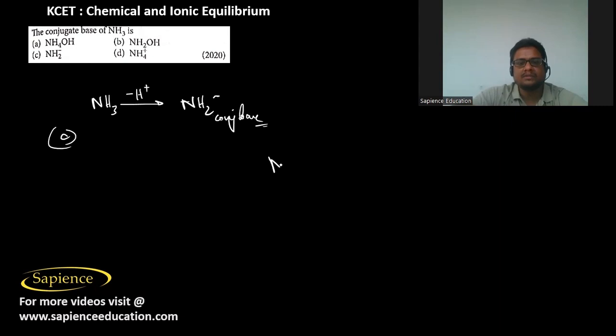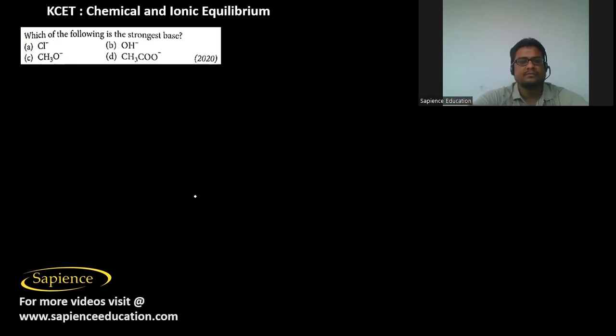And NH4 plus is called, here we are adding H plus. With NH3, if we add H plus, then we will have NH4 plus. So NH4 plus will be called the conjugate acid of NH3. Then which of the following is the strongest base?